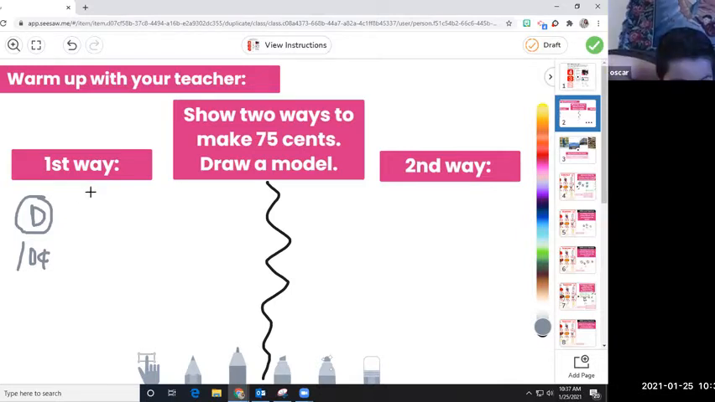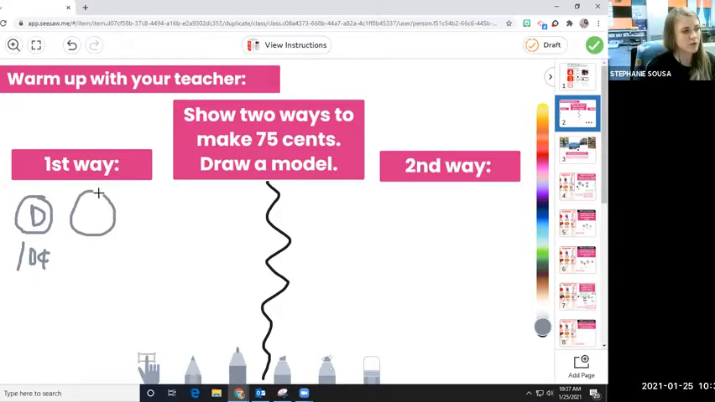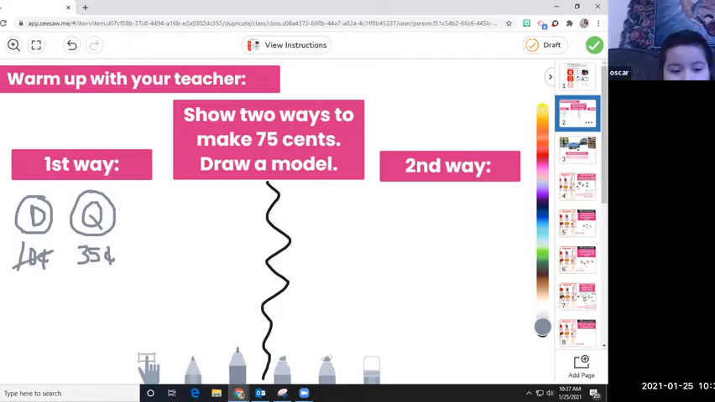Two quarters. 1 coin at a time. Let's go with 1 quarter. We're going to go 1 coin at a time. A quarter. So now I have 35 cents. All right, I got to get to 75. What else can I add?